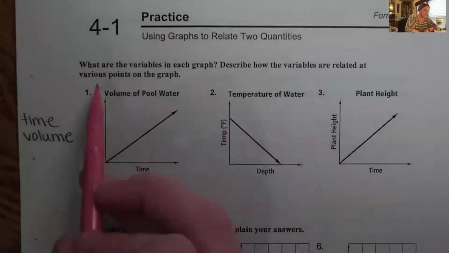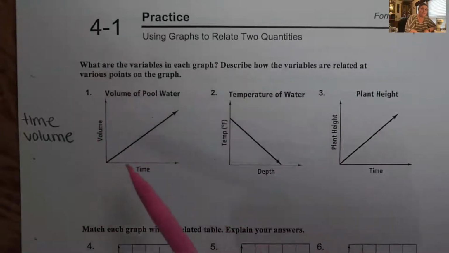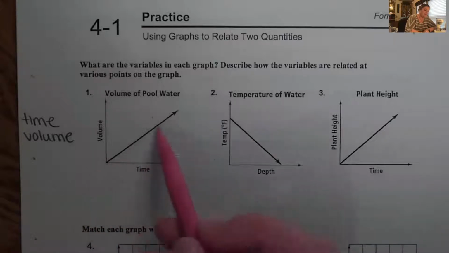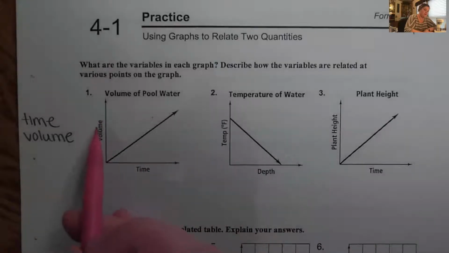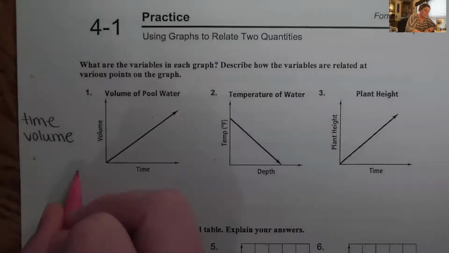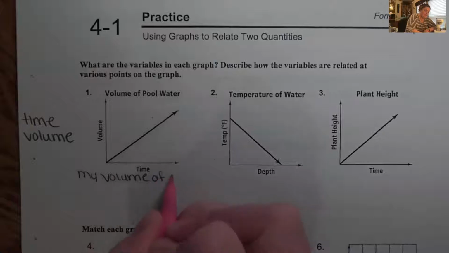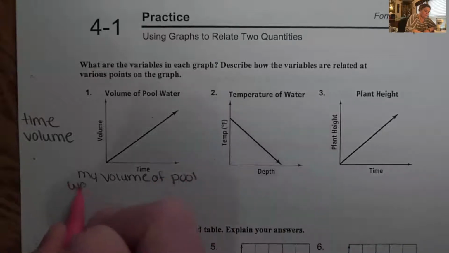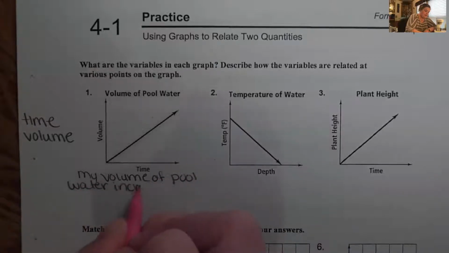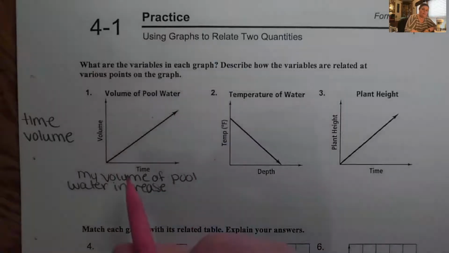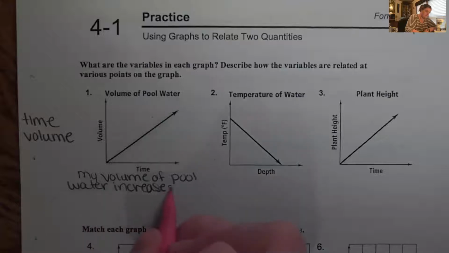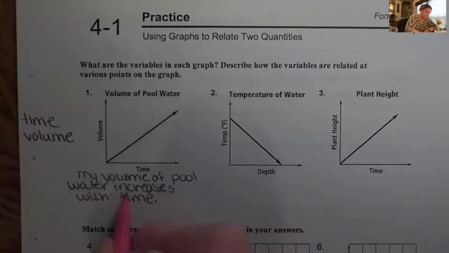Describe how the variables are related to various points in the graph. So we need to explain what's happening in this graph. I see that this line is increasing, so my volume is increasing. So I'm going to say that my volume of pool water increases with what? Increases with what other variable? With time. Okay.